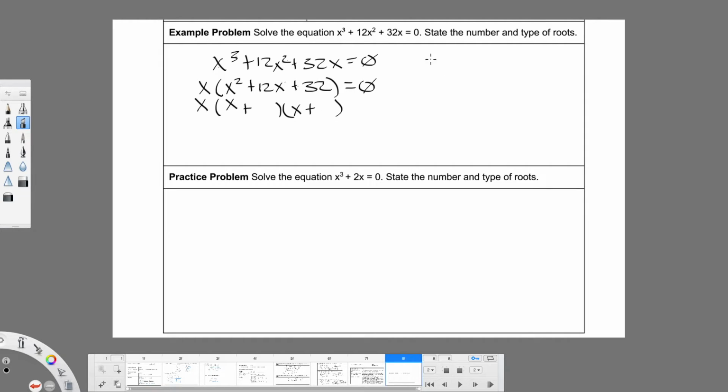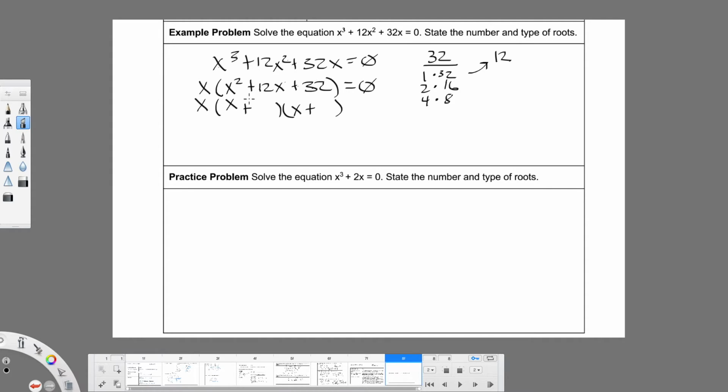So I'm going to take 32, and I'm going to break it down. 1 times 32, 2 times 16, 4 times 8, and that would be all of them, because the next one I come to is 8. So I don't have to write 8 and 4. So remember, I want to pick the factors of 32 that add up to 12. I said that backwards, because we want them to add up to this middle term.